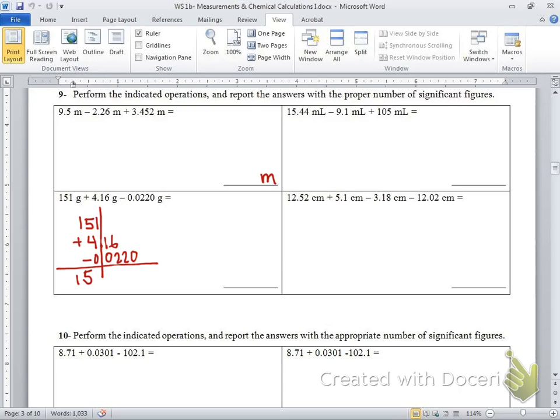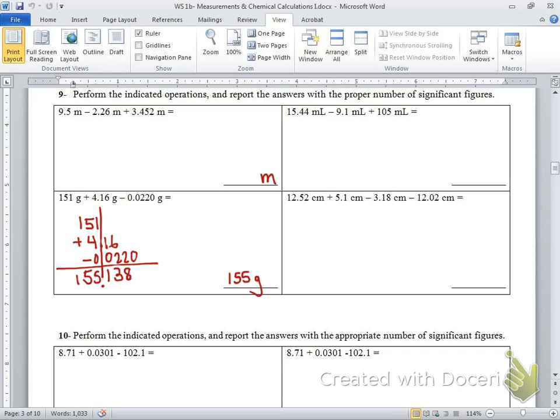155.138. Like that. So I'm going to round that. 155 grams. Okay?